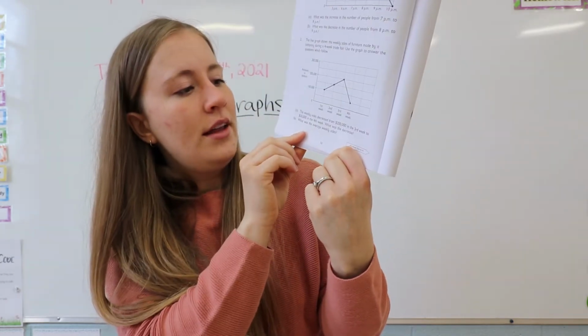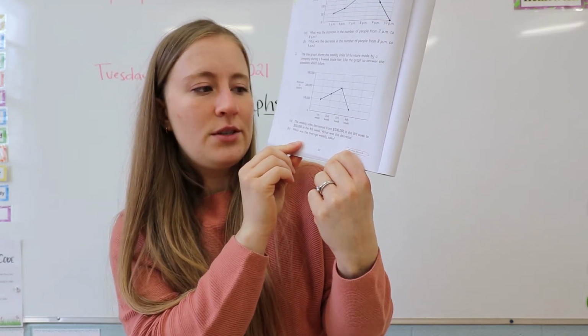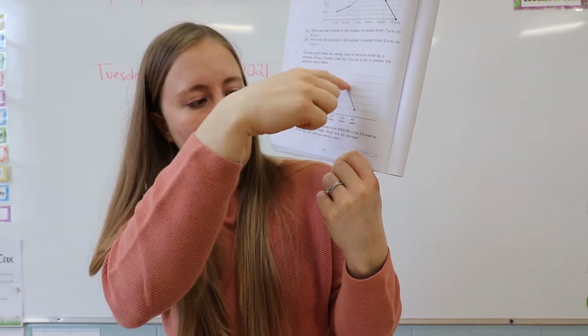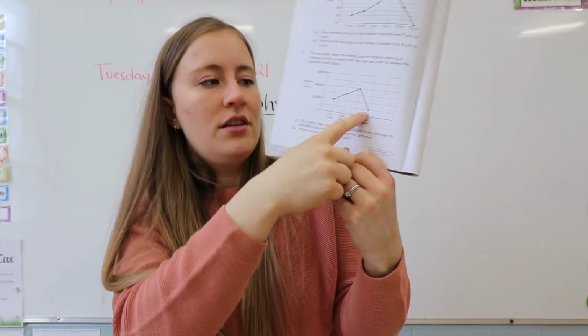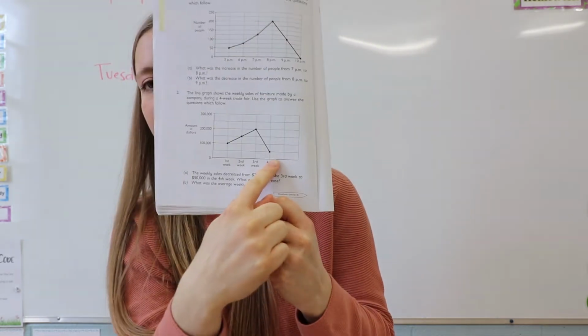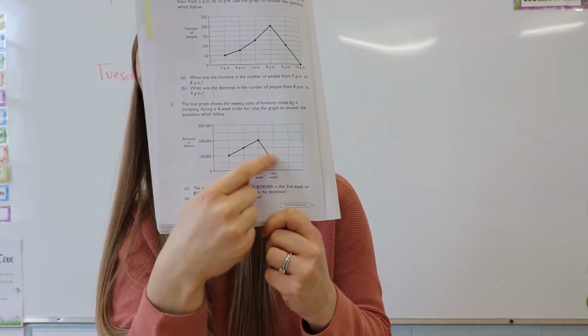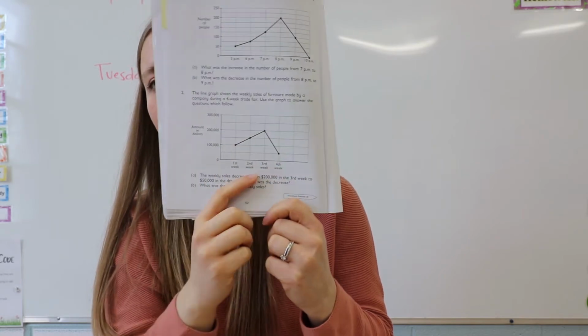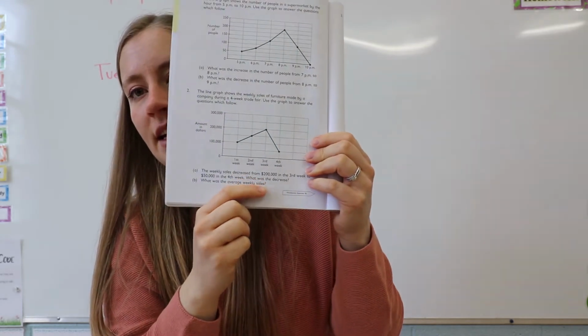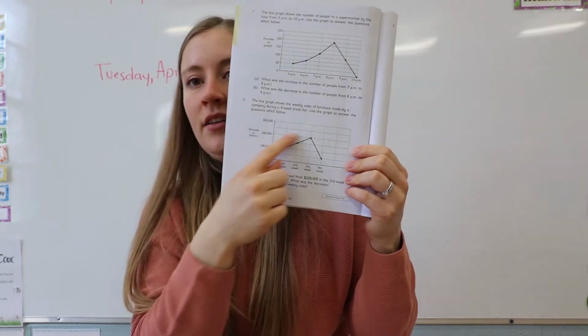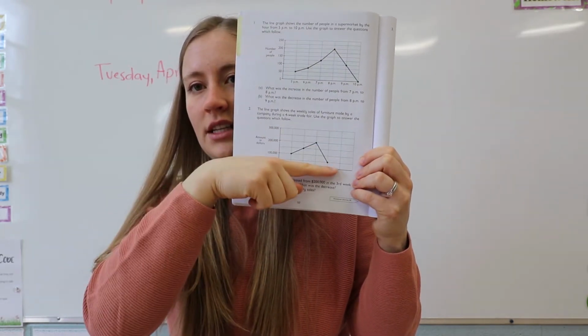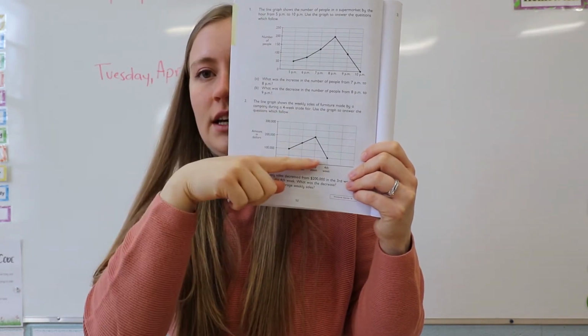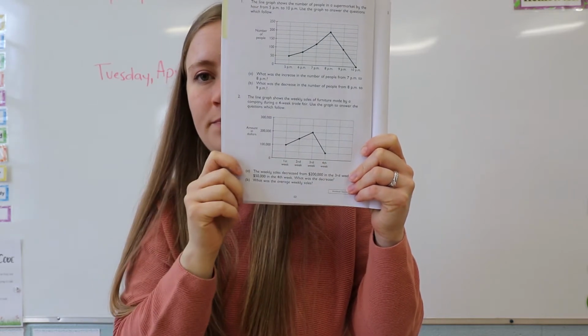Okay, so the weekly sales decreased from $200,000 in the 3rd week to $50,000 in the 4th week. What was the decrease? So it's asking for the value of this line. And the value of that decrease is 150,000, right? Because we go from 200,000 down to 50,000. So it's decreasing by 150,000.